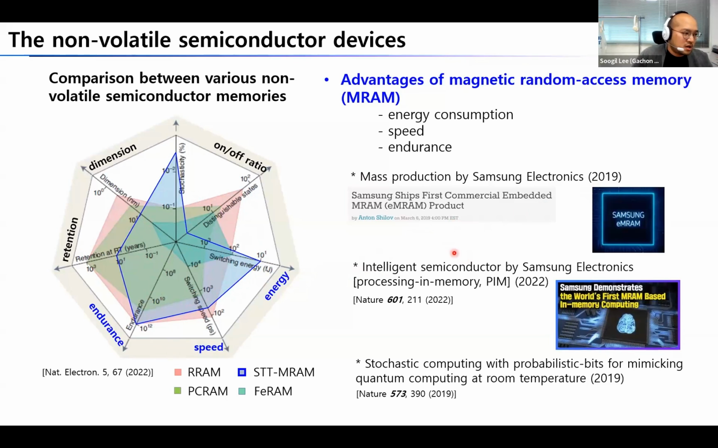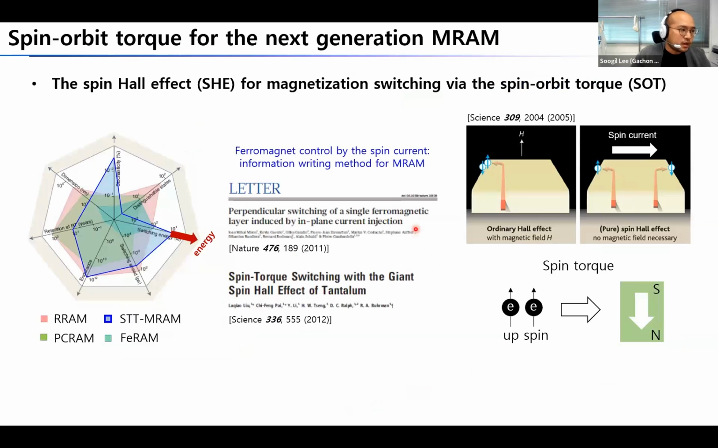In addition, according to this article, it can also serve as an excellent platform for efficient intelligent semiconductor technology through processing-in-memory architecture. Moreover, MRAM can mimic quantum computing technology at room temperature through stochastic computing technology, according to this article. However, for future computing applications, the power consumption of MRAM should be further reduced. This is directly related to the switching current reduction of MRAM.